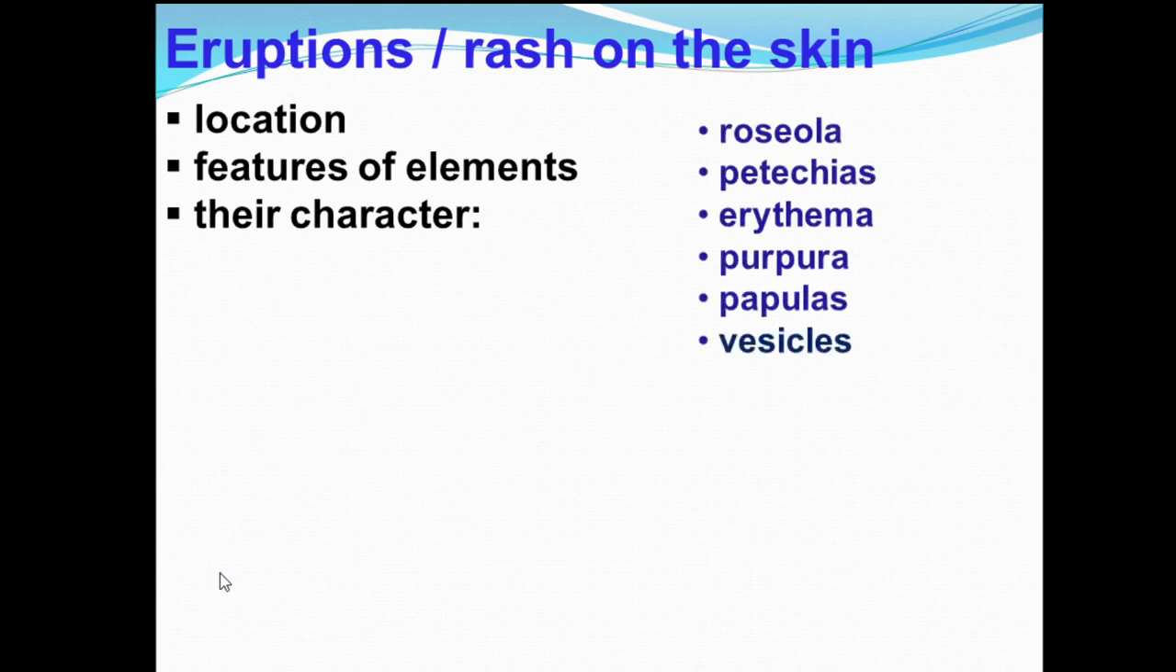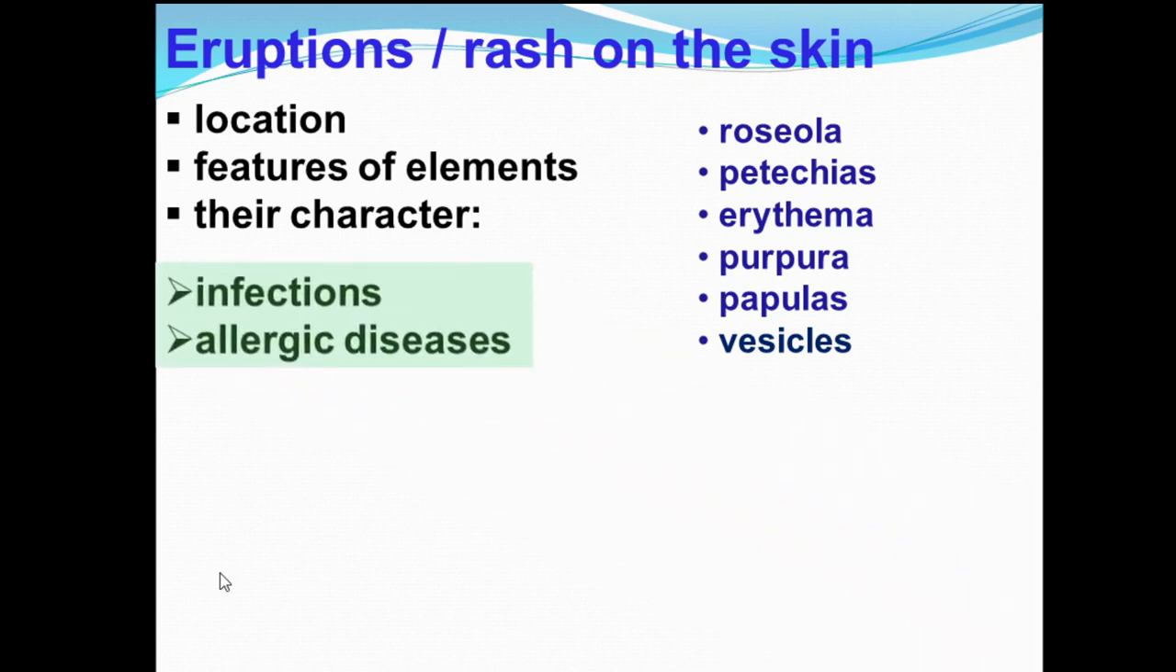You can see roseola, small red spots on the body, petechiae, red dots on the body, and erythema, more intensive reddening of the skin. We can reveal purpura, papules, vesicles, and any other pathological elements which you will study with increasing knowledge of one or another disease in different departments. Now let's remember, rash on the skin is more often characteristic of some infectious and allergic diseases, and first of all we exclude these groups of diseases, but these elements may be in any other therapeutic pathology, which we will talk about in our practical classes and next lectures.